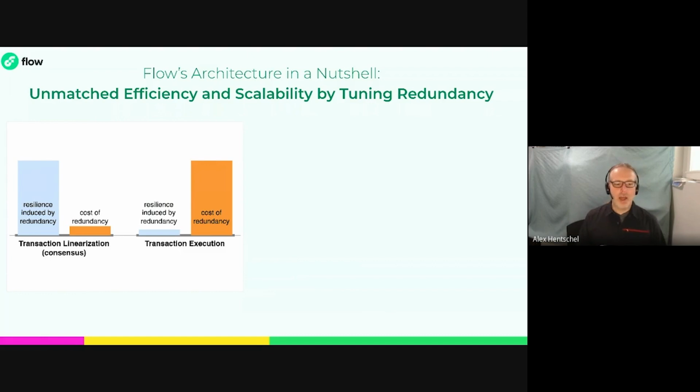For every machine you run, you need the energy to run the machine, and you need relatively high cost resources and energy to actually produce that hardware. In a world where we have to be sustainable with our resource consumption, being deliberate about where we actually utilize redundancy in a system, and where it does not help us and just costs us, is super important. And so this is essentially the trade-off for Flow.